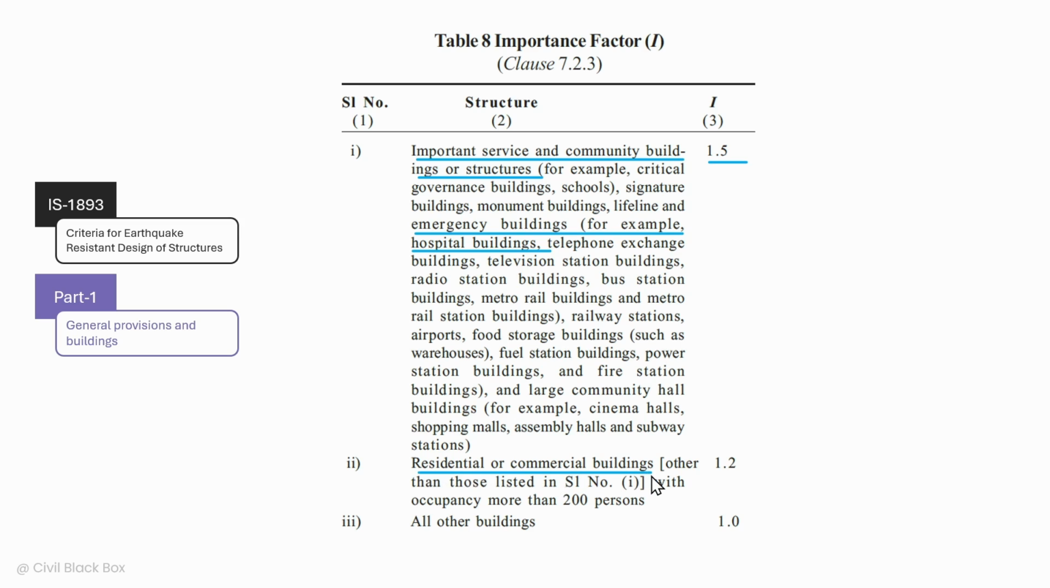Any residential or commercial buildings other than those listed right here with occupancy more than 200 will get an importance factor of 1.2. And finally, for all other buildings, we get an importance factor of 1.